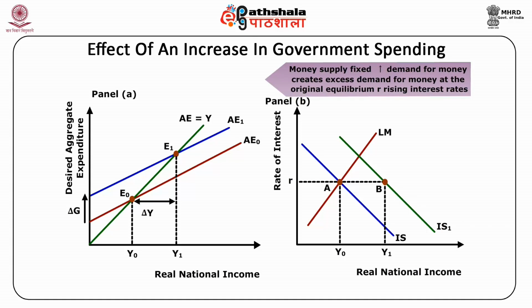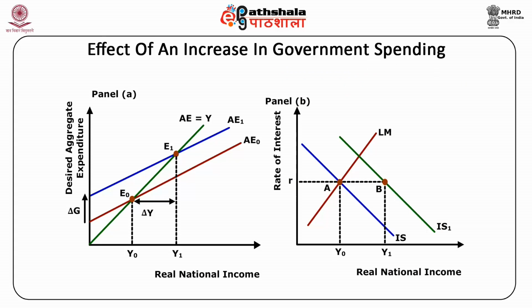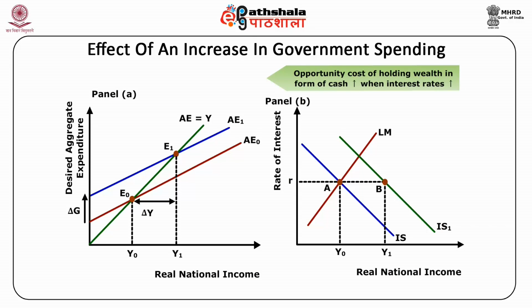With the money supply fixed, the rising demand for money creates an excess demand for money at the original equilibrium interest rate, and rising interest rates motivate people to hold less cash. This is because the opportunity cost of holding wealth in the form of cash rises when interest rates rise.